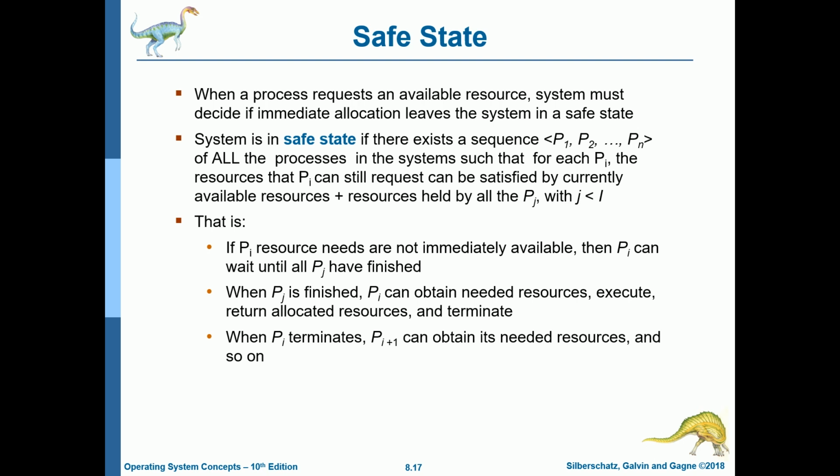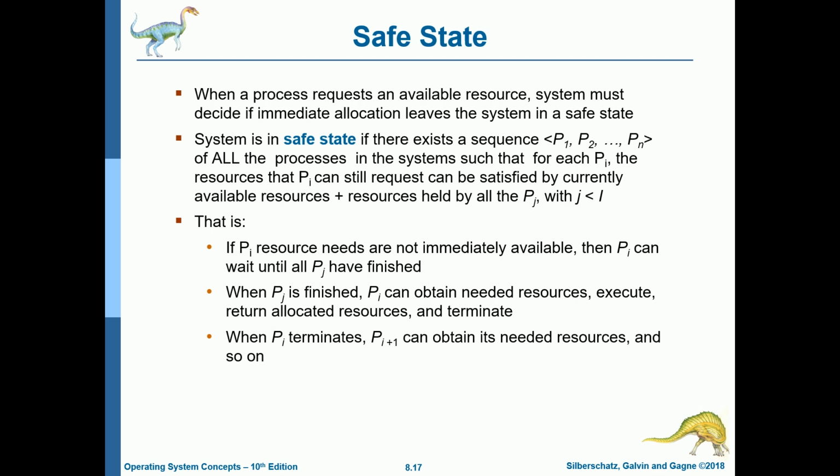A sequence of threads is a safe sequence for the current allocation state if, for each T sub I, the resource requests that T sub I can still make can be satisfied by the currently available resources plus the resources held by all T sub J, with J less than I. In this situation, if the resources that T sub I needs are not immediately available, then T sub I can wait until T sub J has finished. When they have finished, T sub I can obtain all of its needed resources, complete its designated task, and return its allocated resources. Whenever T sub I terminates, T sub I plus 1 can obtain its necessary resources, and so on.